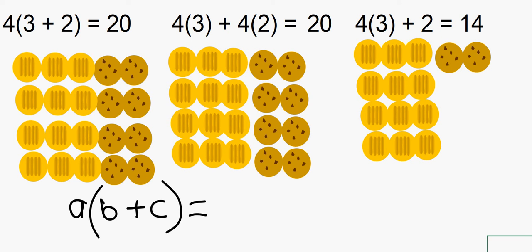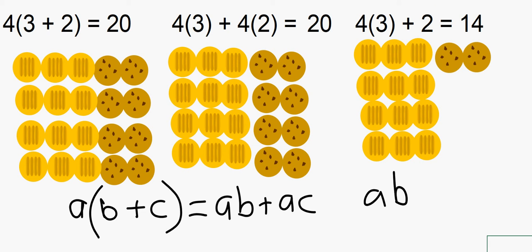If I add B and C first and then multiply by A, I get the same thing as if I multiply A times B and then multiply A times C. So the distributive property is really an exception to the order of operations, and it's an exception to PEMDAS. I can multiply before I do what's inside the parentheses, as long as I multiply everything inside the parentheses.